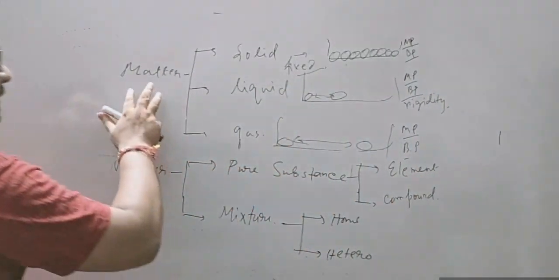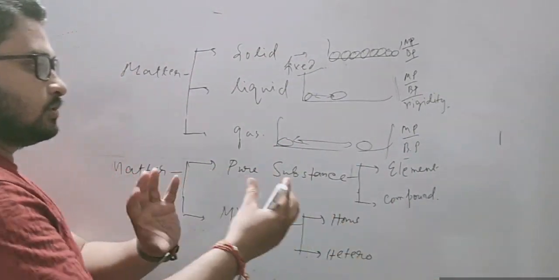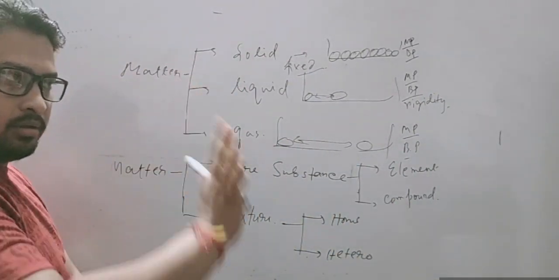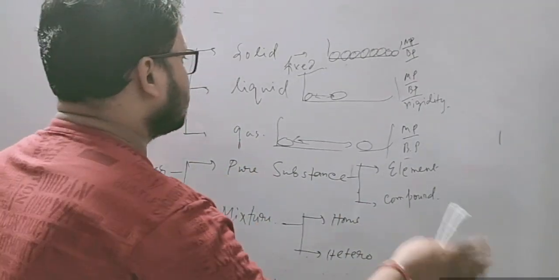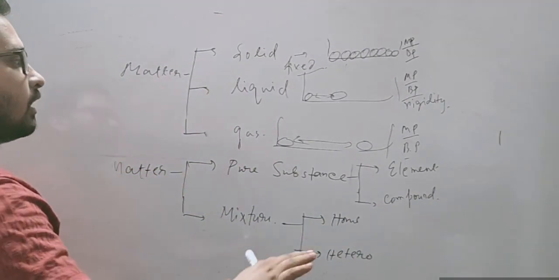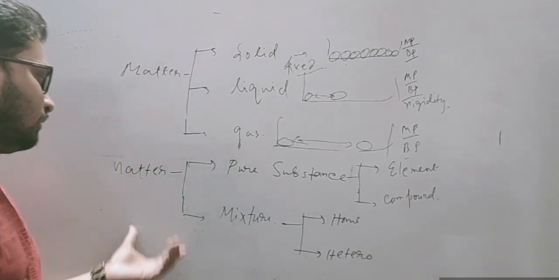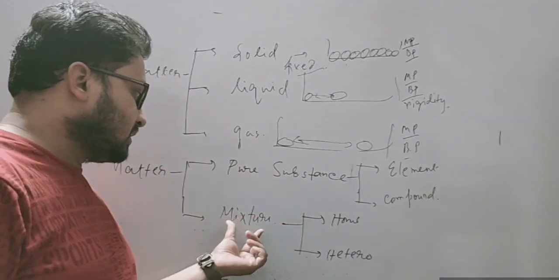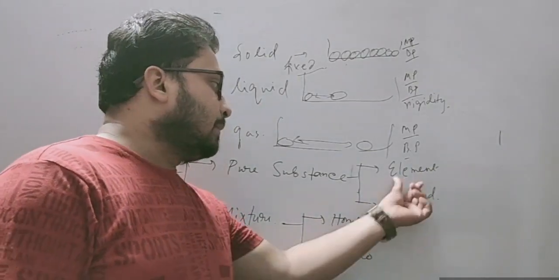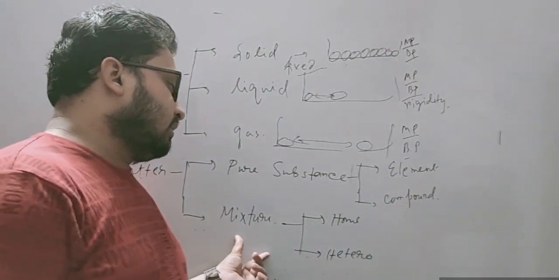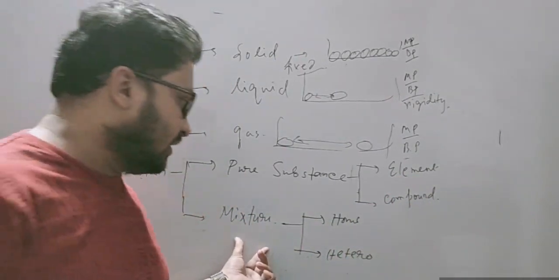So we can classify matter on the basis of the attraction between atoms: solid, liquid, and gas. Solid has fixed shape and volume. Liquid has volume but not shape. Gas has no fixed volume and no fixed shape. Further, we can classify matter into two groups: pure substance and mixture. Pure substance can be classified into elements and compounds. And mixture can be classified into homogeneous mixture and heterogeneous mixture.